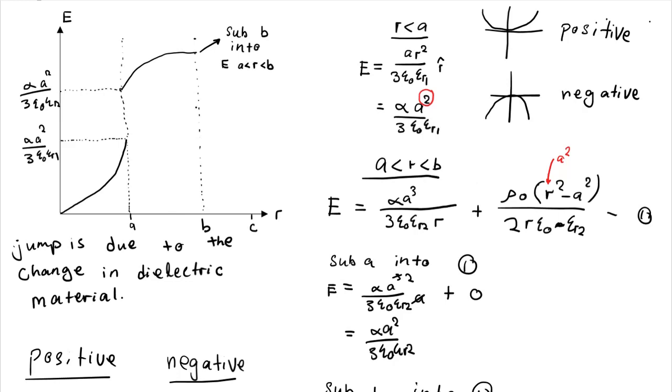For C, it will just be a straight line from B exactly on the axis. The reason for that is the electric field is 0, so there are no shapes that will be drawn. It's just a straight line flat on the axis. And that's it for part 2 of the question.